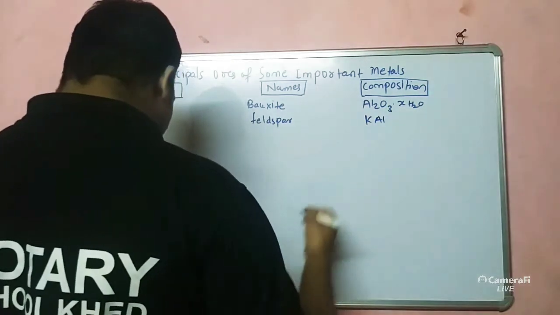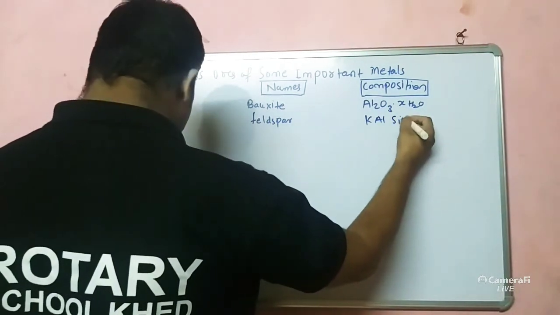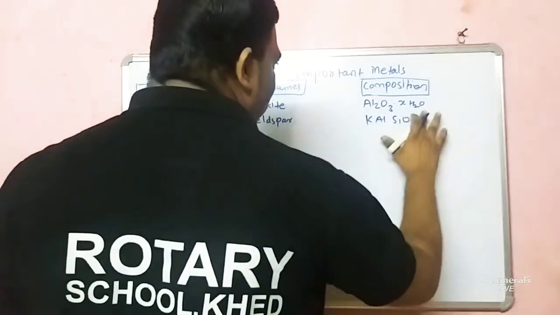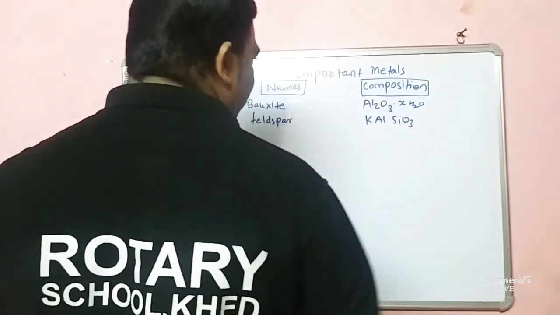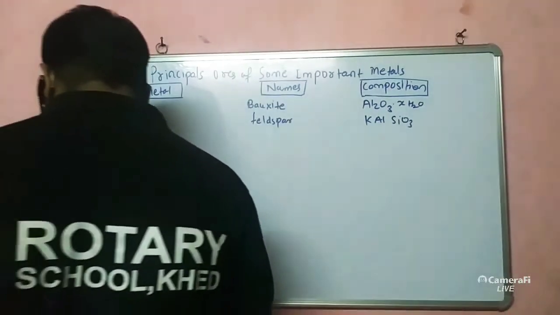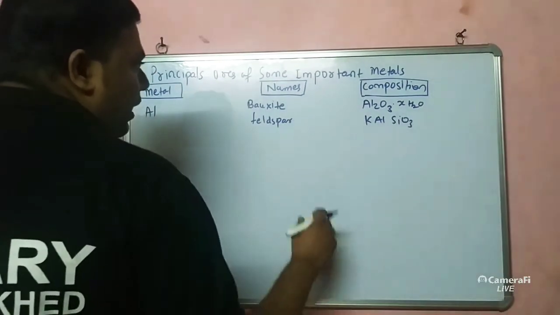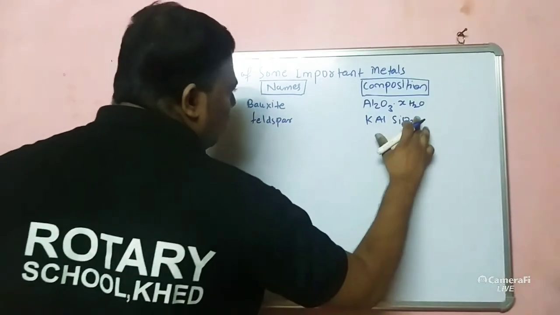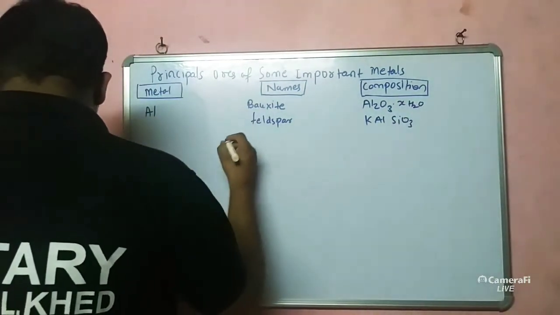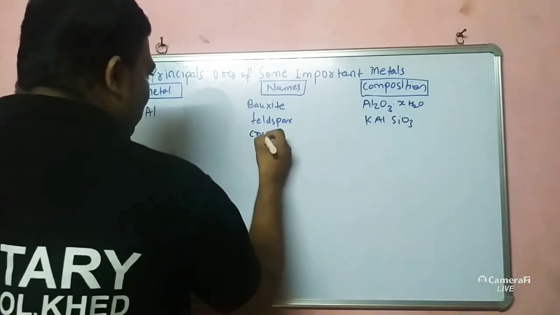Feldspar, KAlSi3O8. Okay. So these are your feldspar. Next, your cryolite.